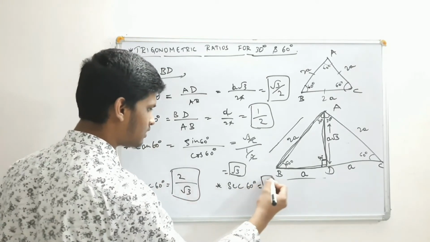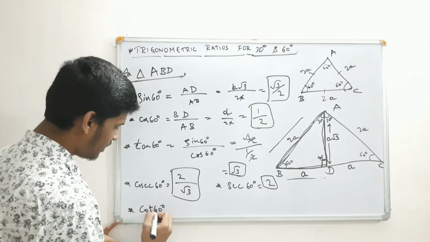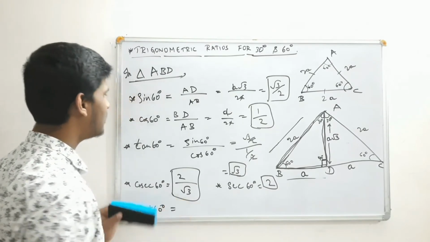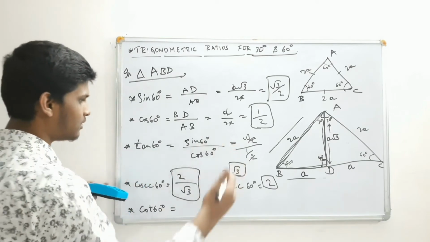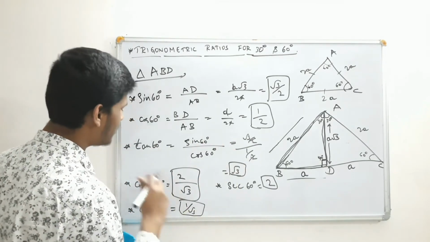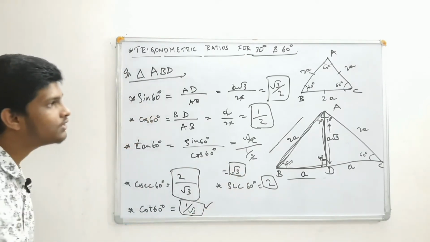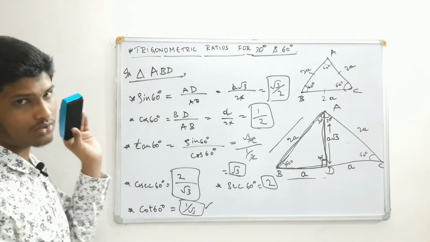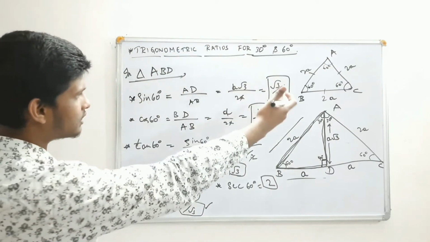Alright. So last and final, cot 60 degree. What is cot 60 degree? 1 by tan 60 degree. So just reverse this, we'll get 1 by root 3. Tan 60 is root 3, reciprocal of that is 1 by root 3. So these are the trigonometric ratio values of 60 degree.